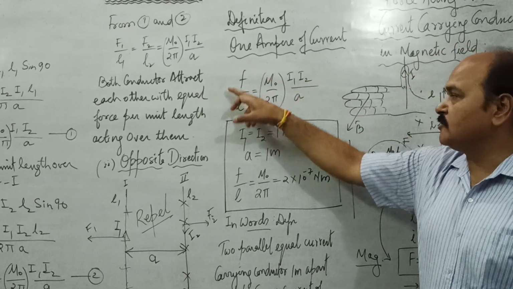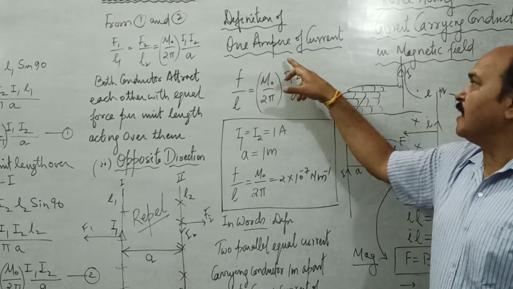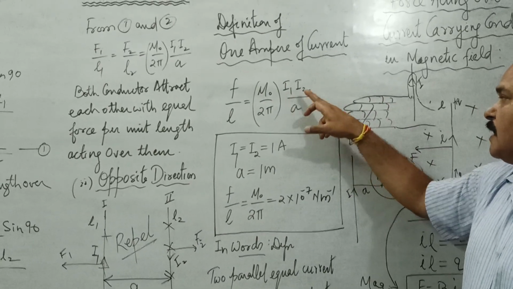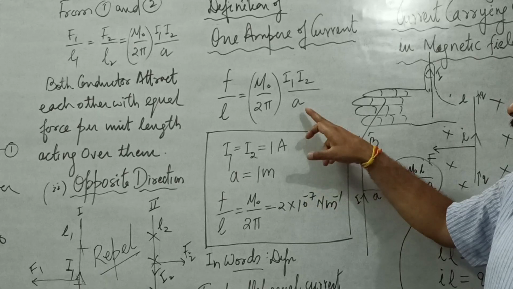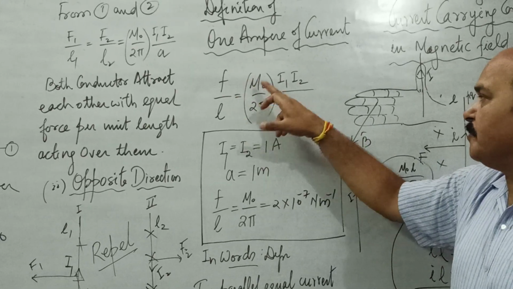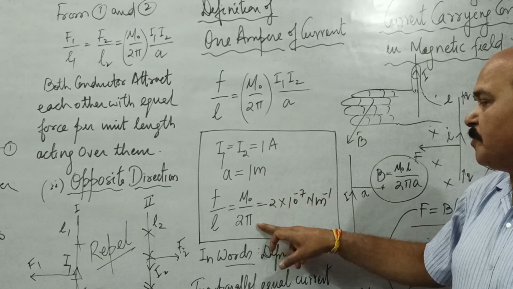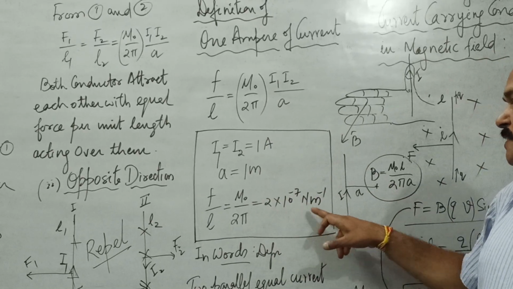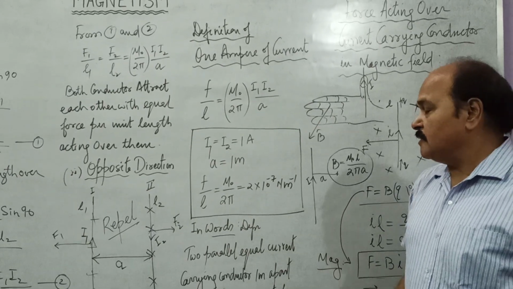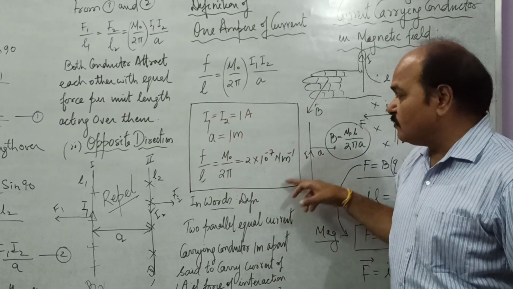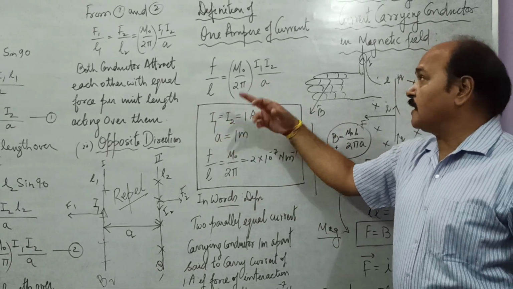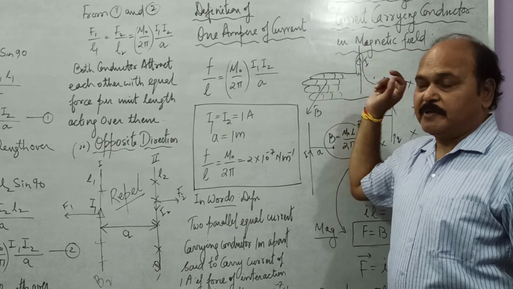And this expression is used to define 1 ampere of current. Now see, if we write I1, I2 equal to 1 ampere, and A as 1 meter, then what is F upon L? F upon L would be mu naught upon 2 pi. And this mu naught upon 2 pi is 2 into 10 to the power minus 7. Why? Because mu naught upon 4 pi is 10 to the power minus 7. Now, if we are able to write this in words, we are able to write down the definition of 1 ampere.